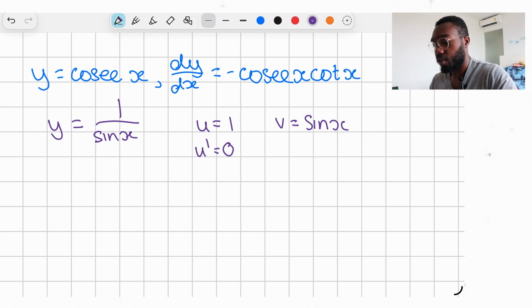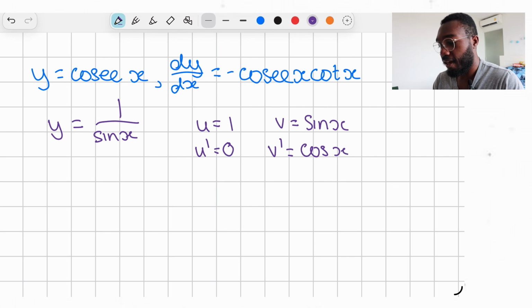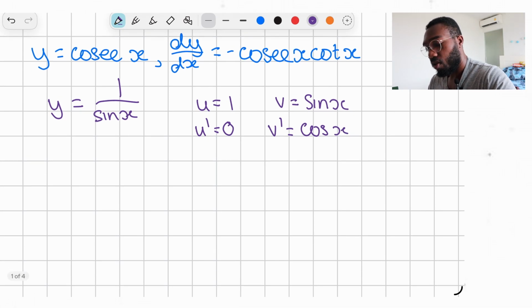If you differentiate 1, it just gets 0. And if we differentiate v, you get cosine x. Then if you do the quotient rule formula, you would get u dash times v, which is 0 times sine x, which is 0, so we don't include it, minus u times v dash. In this case, that will be minus cosine x.